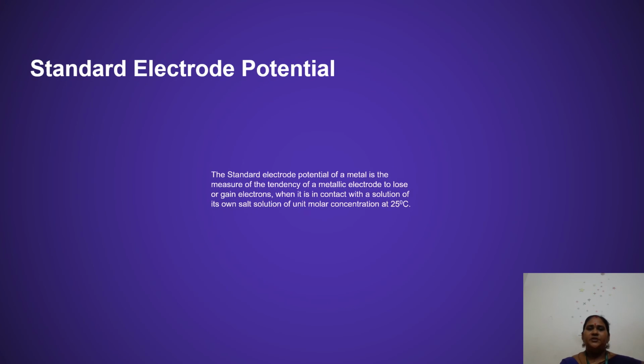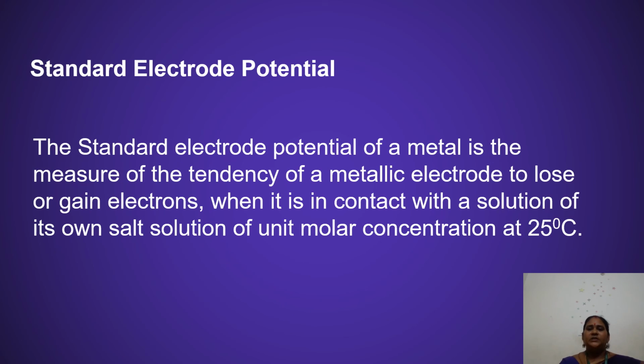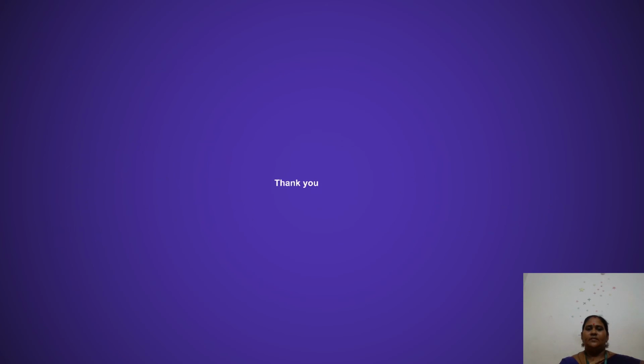Standard electrode potential. The standard electrode potential of a metal is the measure of the tendency of a metallic electrode to lose or gain electrons when it is in contact with a solution of its own salt of unit molar concentration at 25 degrees Celsius.